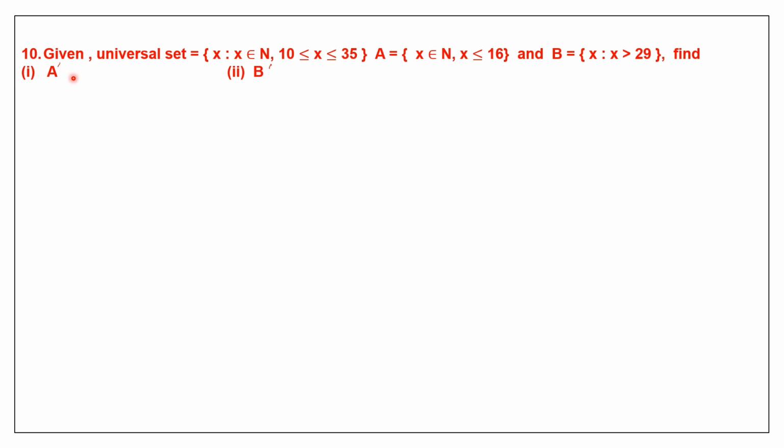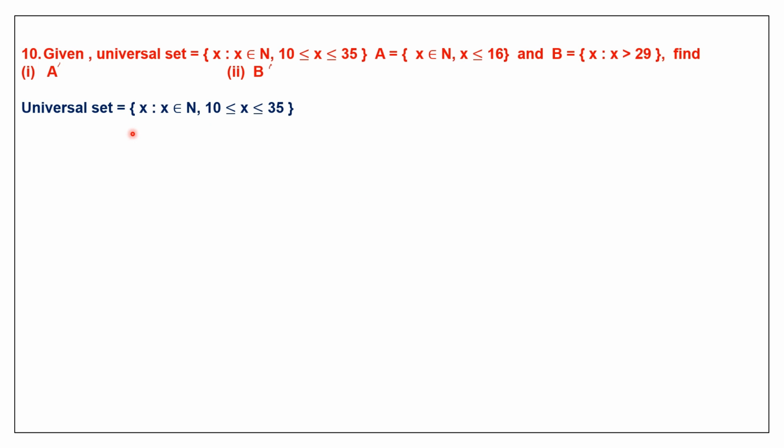Question 10. Given universal set is x such that x belongs to natural numbers and x is greater than or equal to 10 but less than or equal to 35, and A is equal to x such that x belongs to natural numbers, x is less than or equal to 16, and B is equal to x such that x is greater than 29. Now we have to find the complement of set A or A dashed and complement of set B or B dashed. So first let's find out what the universal set is.